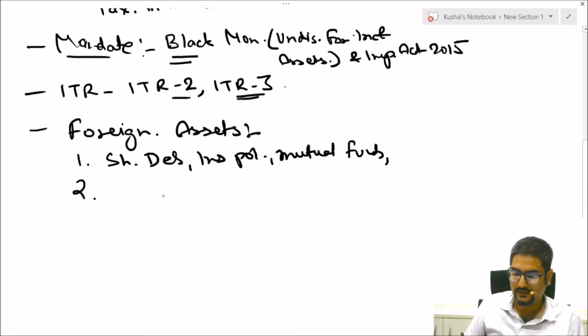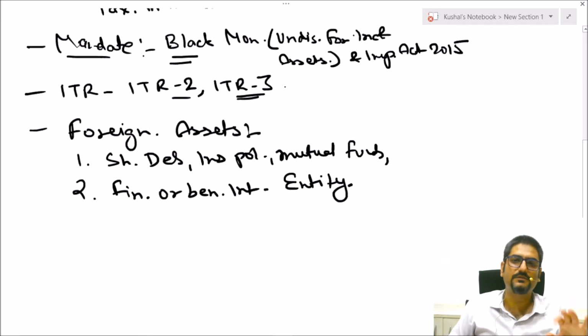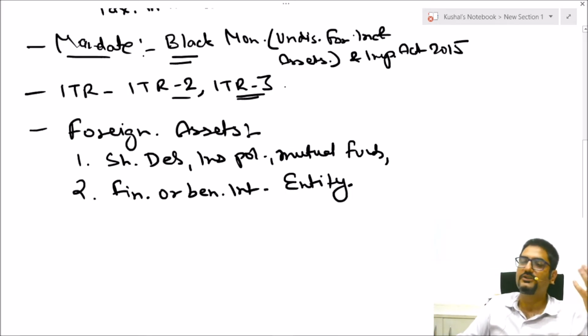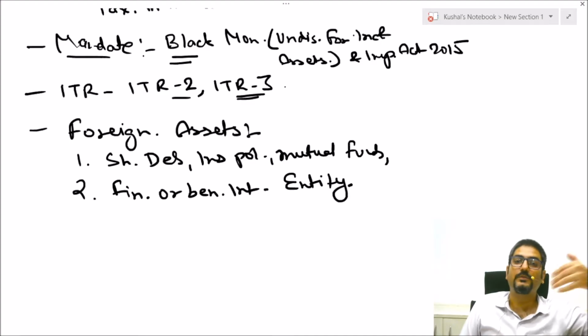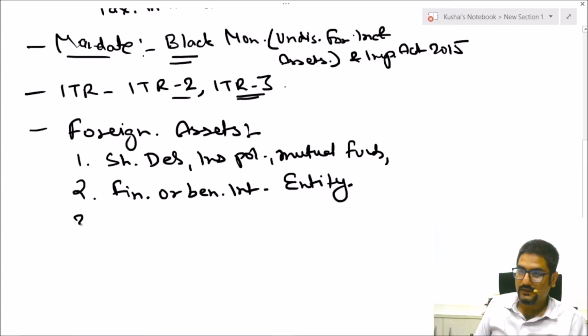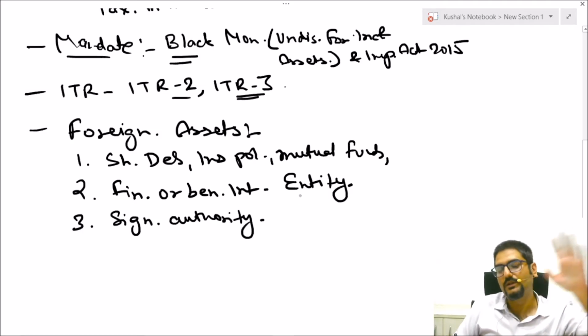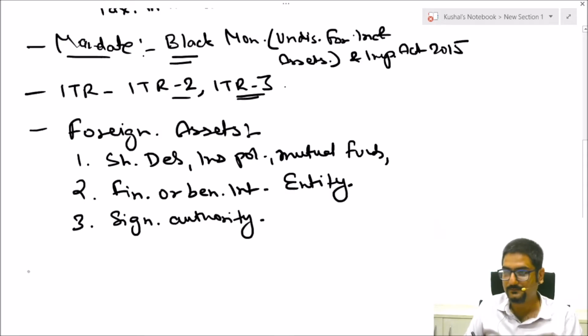This is category 1. Category 2 is any financial or beneficial interest in any entity located outside India. If you are a partner in a partnership firm or an LLP, or a shareholder in a company which is incorporated outside India, then this also needs to be reported here. The third category is if you are a signing authority in any bank account outside India, then this also needs to be reported.